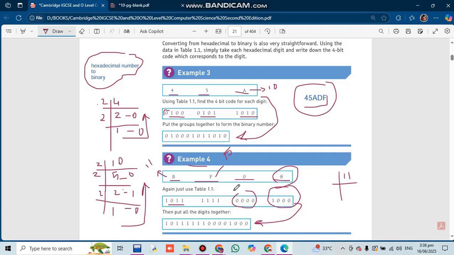So this is the method of conversion from hexa to binary. Hope you get that. In case of any question, just leave the question and I will definitely answer it.